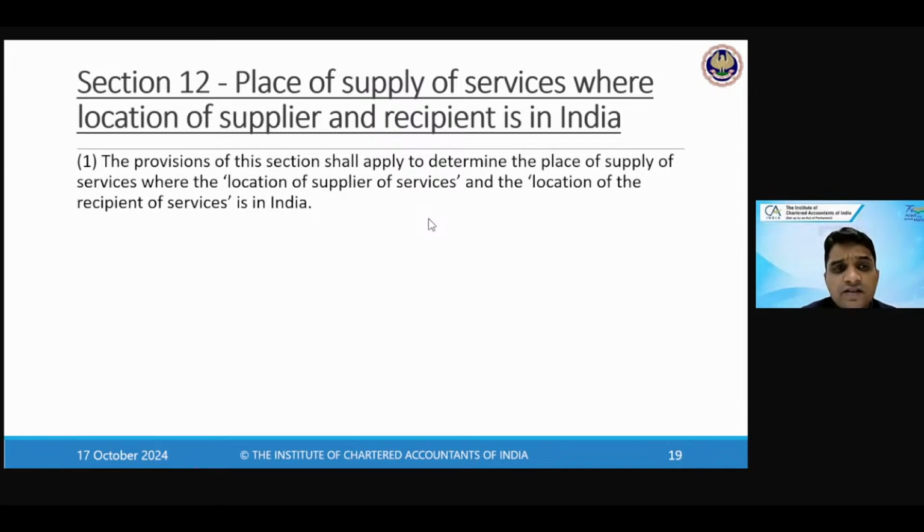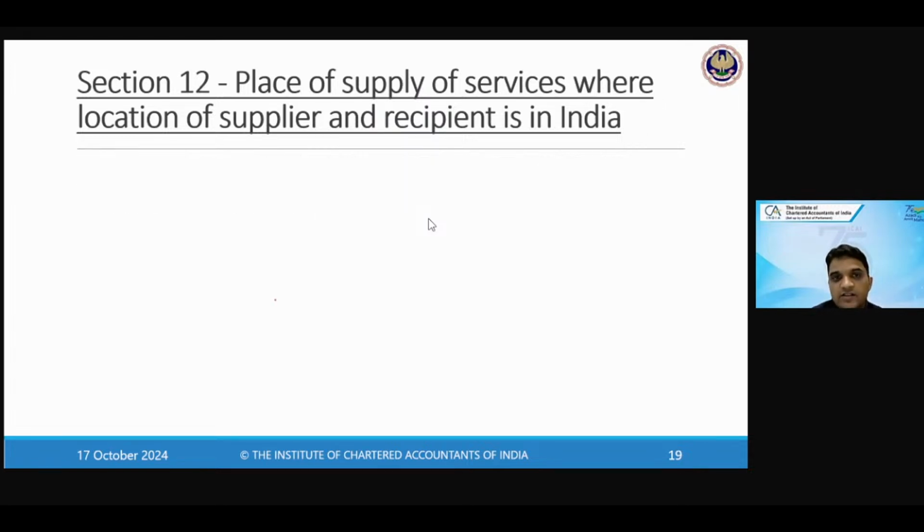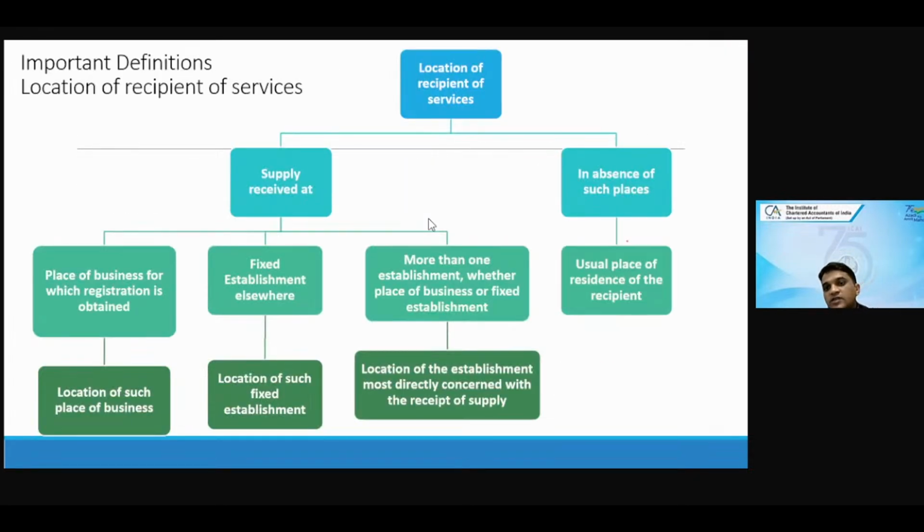In case of services where there is no fixed establishment, like e-commerce services, that's where this residuary part comes in. If you do not have a fixed establishment, then in absence of any such place, the usual place of residence will become the location. So the usual place of residence of the supplier or of the recipient will become the location of the supplier or recipient accordingly.